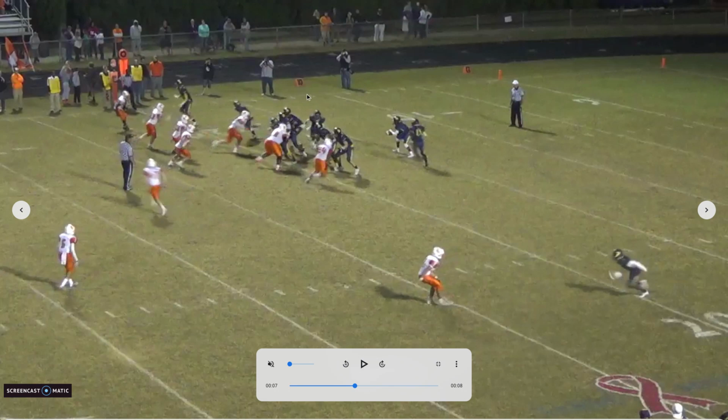So right now it looks like jet sweep. Number one receiver to the jet blocks one. Number two receiver blocks number two. The running back would block number three. We make it look like jet.